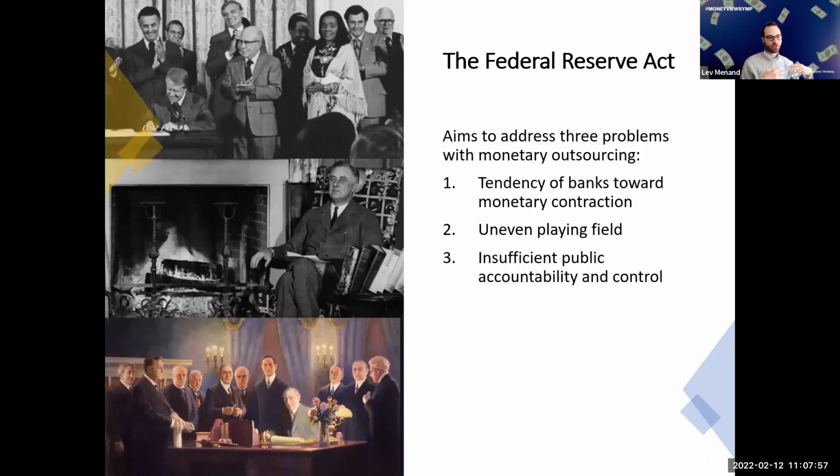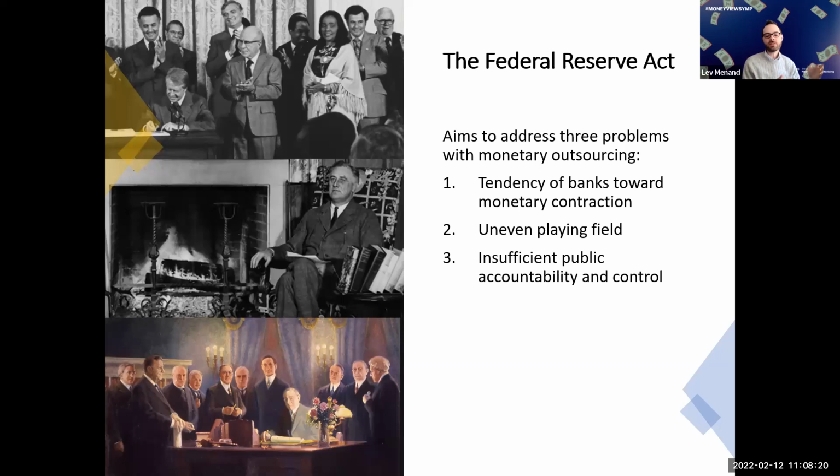So the Federal Reserve, on my account, is the capstone of this system. It's a sort of supervisor. Congress created it to solve three problems with monetary outsourcing. The tendency of privately owned banks to issue too little money, especially during economic downturns. And you see runs and panics. That was of particular concern.